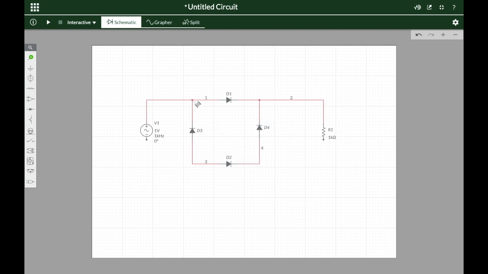The corner of the bridge where D1 has its positive end and D3 has its negative end is connected to one end of the source. The opposite corner has positive end of D4 and negative end of D2. That should get connected to other end of the AC source. So I am bringing a wire from other end of AC source to this junction.